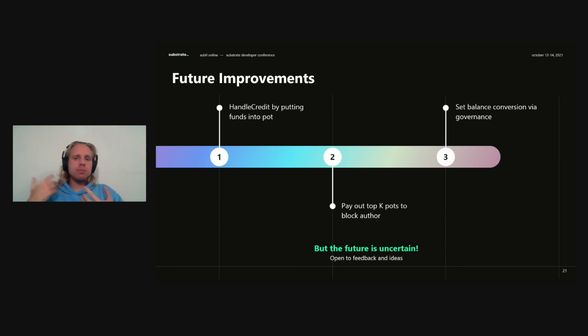And then we probably want to be able to set the balance conversion via governance, right? So that in case this is changed, or in case the value changes on the market or whatever, those kinds of things, governance can react and course correct. But the future is uncertain. This is not set in stone. We're open to feedback and ideas. So let us know if you have cool ideas for how to make this more secure or more user-friendly and so on. These are the future plans.